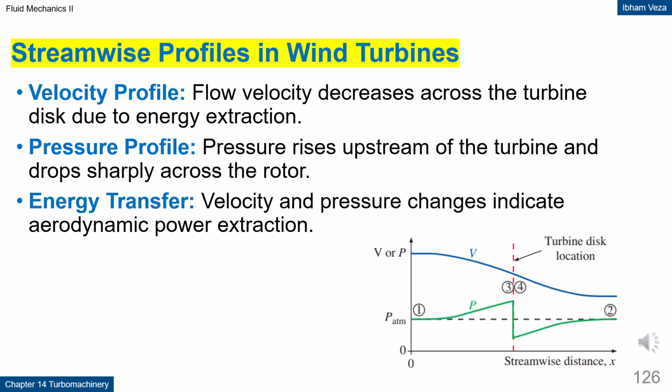Streamwise profiles in wind turbines. The velocity profile shows that the flow slows down as it passes through the turbine disk because part of its energy is extracted. The pressure profile rises upstream of the turbine and drops sharply across the rotor. These changes in velocity and pressure are directly related to the aerodynamic power extraction. Streamwise analysis helps visualize the energy extraction process. In this way, the working mechanism of wind turbines can be understood quantitatively.